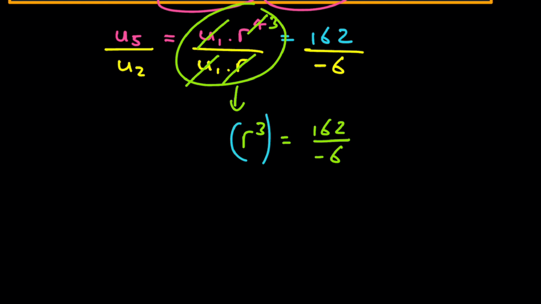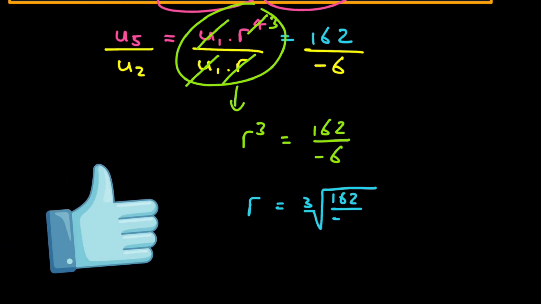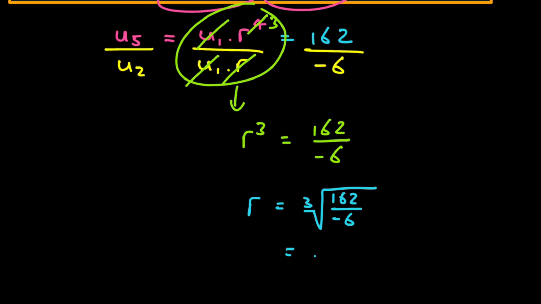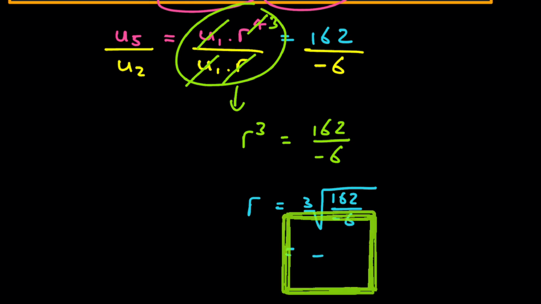Another way is just saying we raise it to the power of a third. It's the same operation. Okay, so I'm going to cube root both sides. So we get r, and now we just need to figure out what the cube root of 162 over negative 6 is. So I'll just punch that into my calculator now. A few moments later, that comes out to be negative 3.